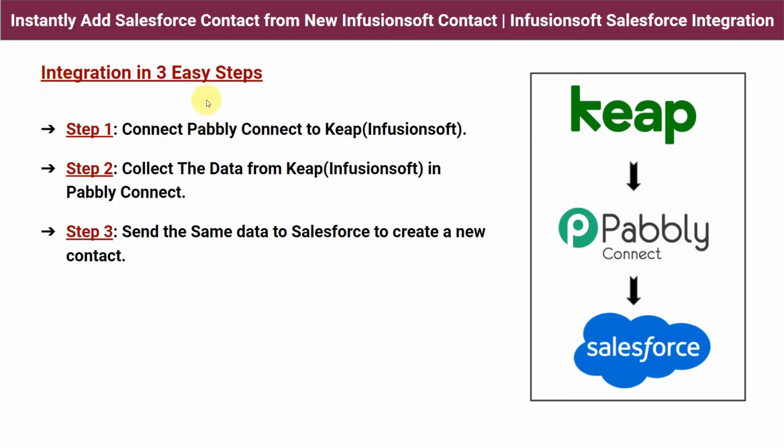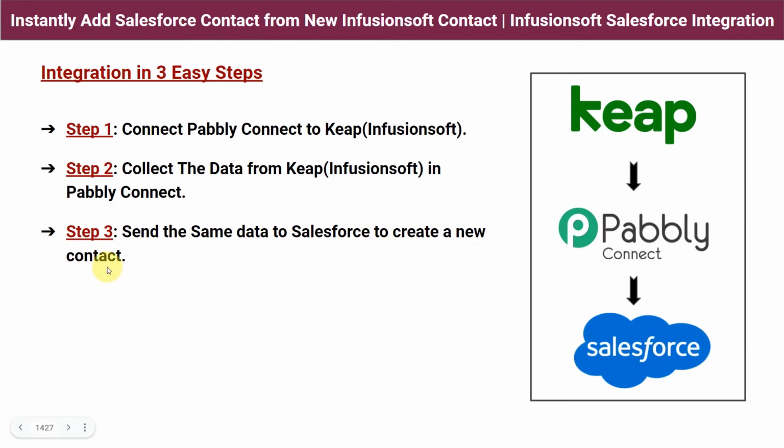So guys, these are the 3 easy steps by which you can make this integration or connection between your Keap application and Salesforce. Step 1 is connect Pabbly Connect to Keap or Infusionsoft. First of all, we are going to open Pabbly Connect and connect our Keap CRM with Pabbly Connect. And step 2 is collect the data from Keap in Pabbly Connect. In the second step, we'll bring the data of a new contact created in Keap into Pabbly Connect. And in step 3, we'll send the same data to Salesforce to create a new contact.